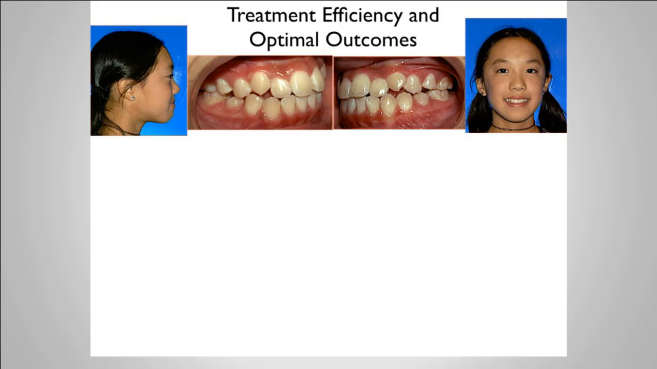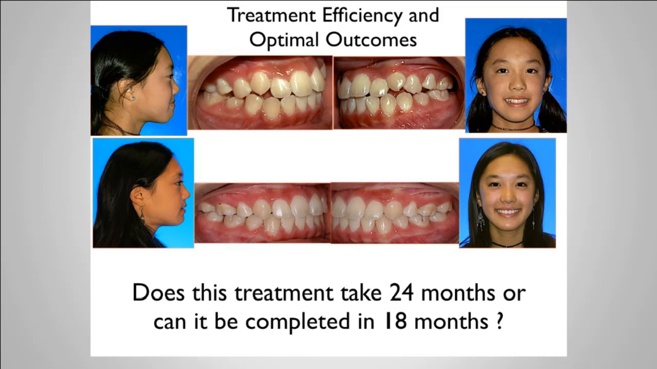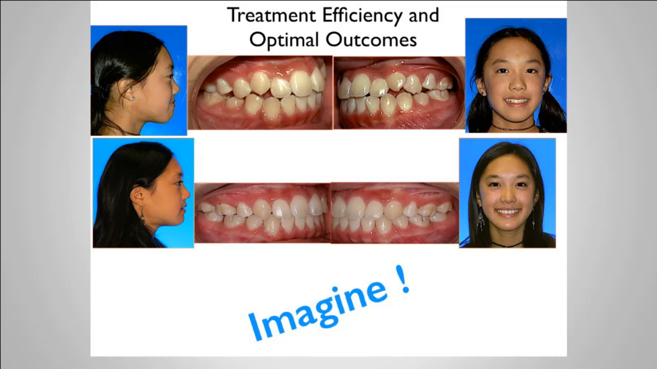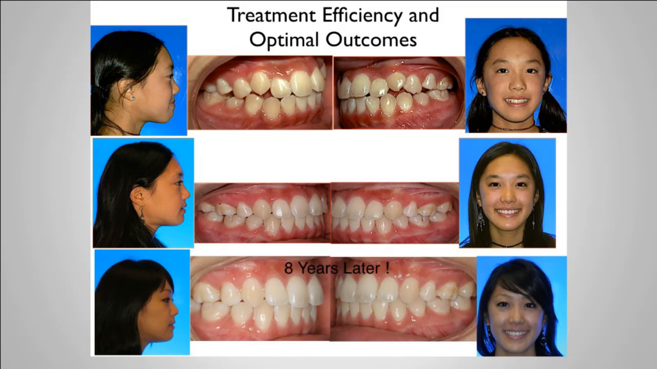All of us witnessing this webinar have taken patients, as you see with Sheila, and you've taken her in a period of time and got an acceptable result as far as the occlusion and a nice smile. Did this treatment take you 24 months, or could it be completed in 18 months? Imagine being able to complete this at a faster rate than normally expected, with a high quality outcome as you see here. And then of course stability 8 years later.